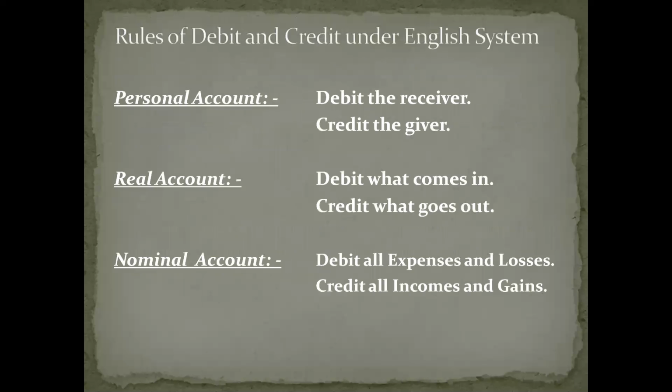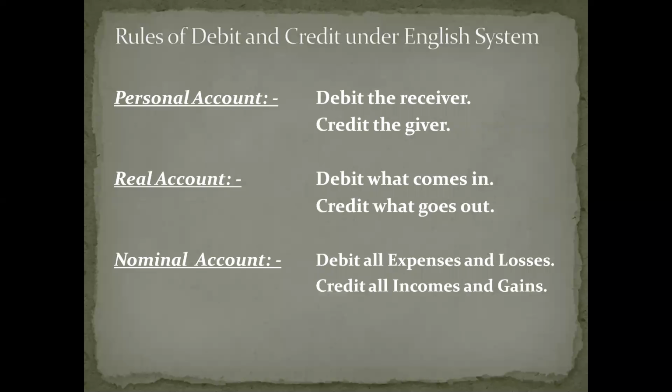First one is personal account. Person means either he will be the receiver or he will be the giver. Understood? So the personal account rule states that debit is the receiver, credit is the giver.